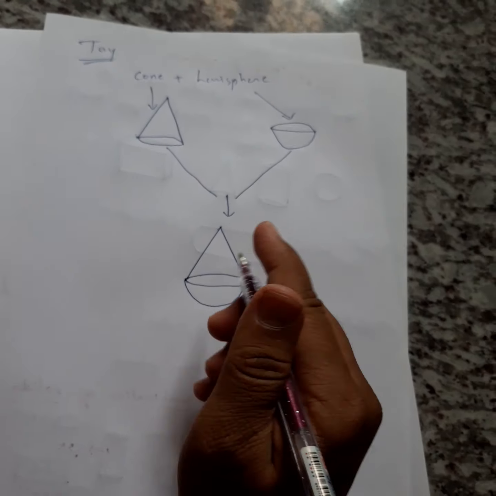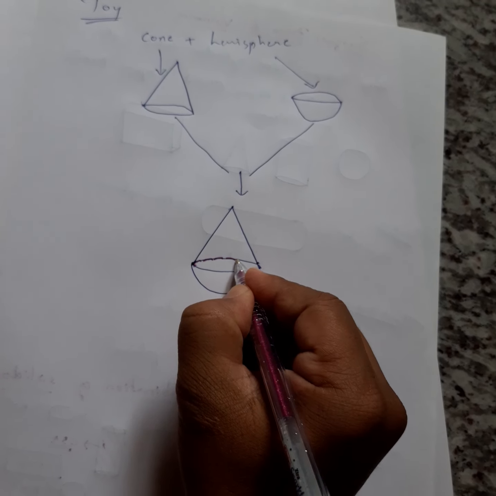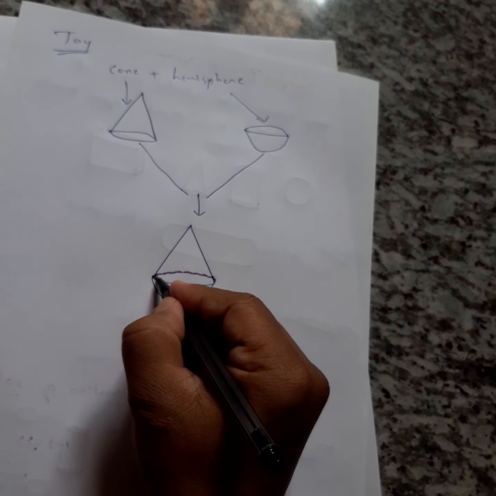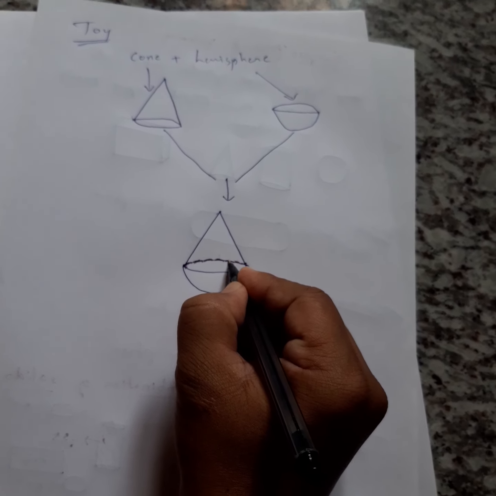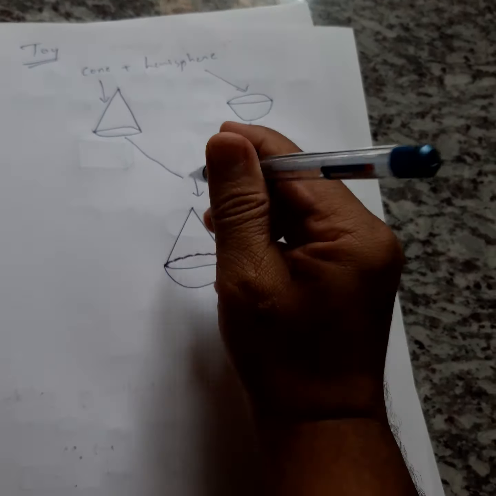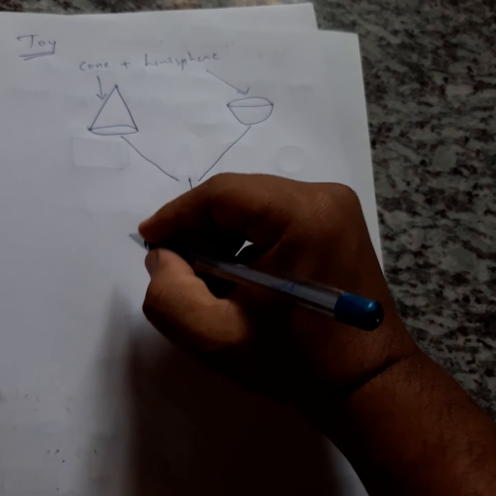So this part is inside this one, so I will just make it as a dotted line. This is not visible, this is inside. This is what we are going to see.